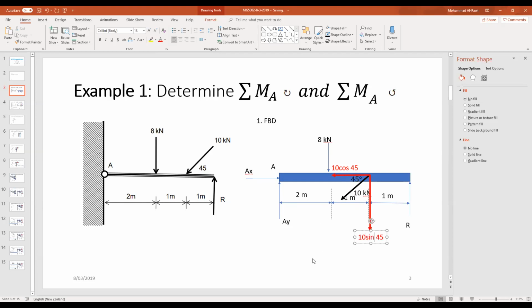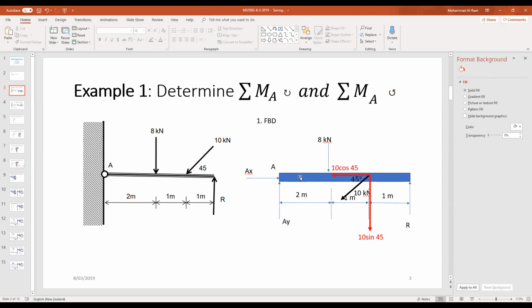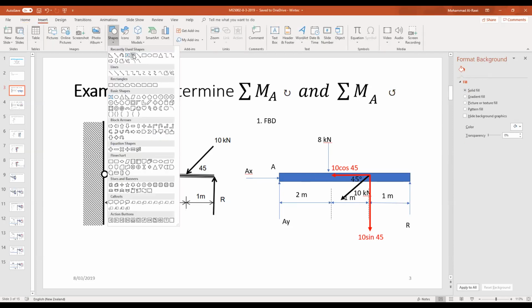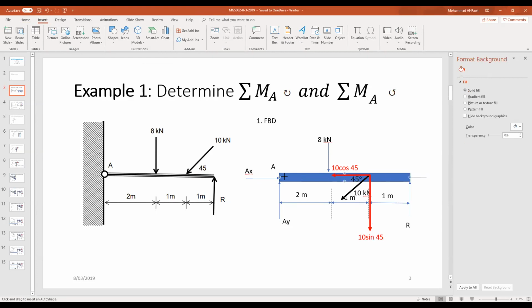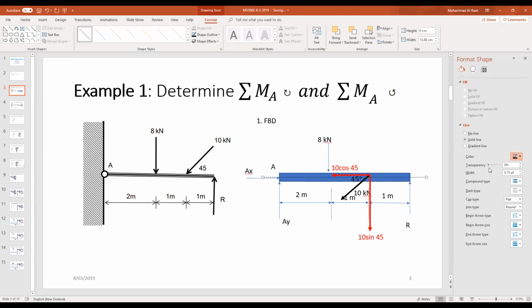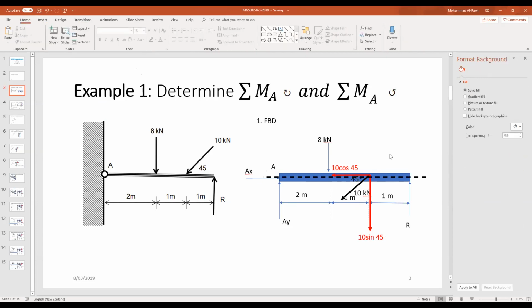All right. Now, if you look carefully, if we try to take the moment around the point, we need to see the line of action for the force. So if I want to do that, I will draw this line and make it a disconnected line, and I will change the color so you can see it very clearly. That's the direction of the action line for that force, tan cosine 45 degrees.